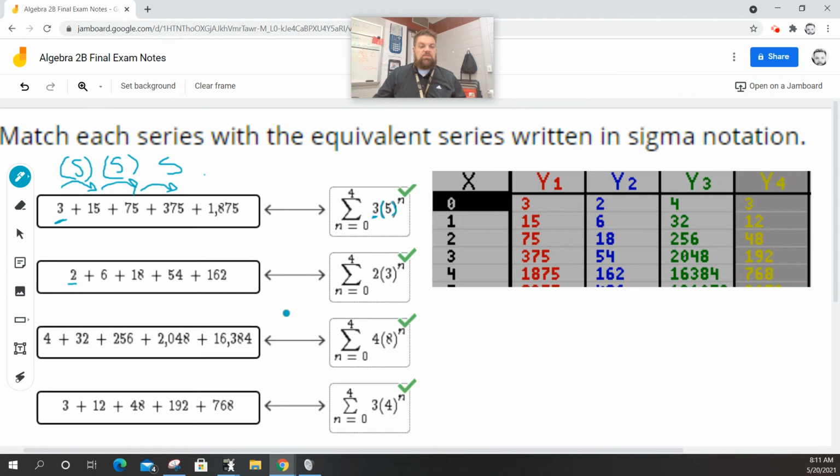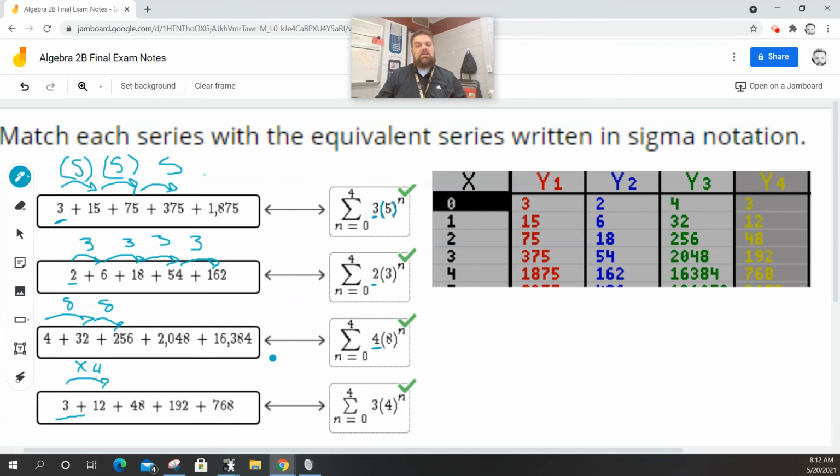So this one, we start with 2, and then we multiply by 3. This one, we start with 4, and we multiply by 8. This one, we start with the number 3, and then we multiply by 4. So these are all geometric series summations.